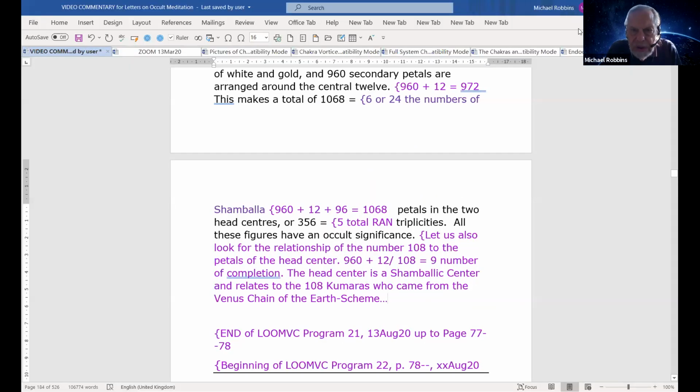In short, the number 108 has to be considered in relation to the different parts of the head center. All the temples of India are based on this number 108, and I suppose in some way dramatize the presence of the 108 Kumaras or lords of the flame.